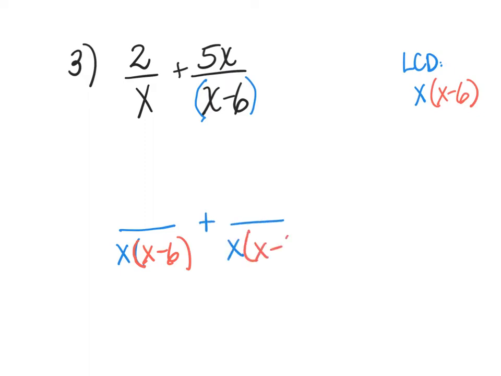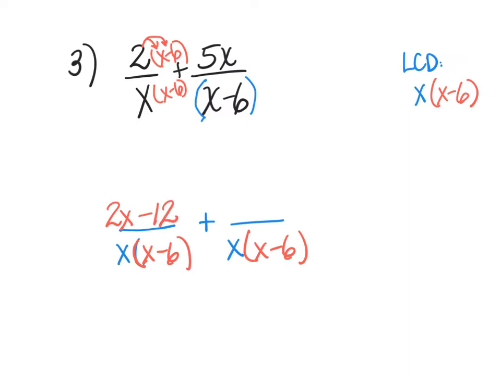And to do that, I need to find out what each fraction is missing from the LCD. So the first fraction, originally the denominator is x, so it's missing the x minus 6. So that means I'm going to multiply the numerator and the denominator by x minus 6. So you can see I've got my denominator already done. Now to multiply the numerator by x minus 6, I need to distribute. So that becomes 2 times x is 2x, 2 times negative 6 is negative 12.